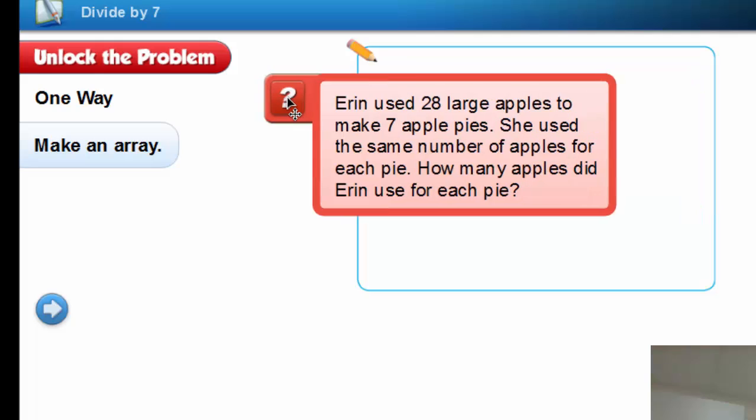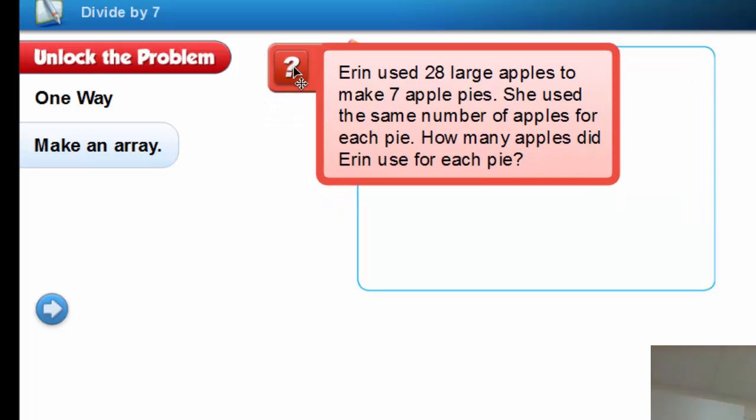Let's look at our problem. Erin used 28 large apples to make 7 apple pies. She used the same number of apples for each pie. How many apples did Erin use for each pie? So the question is asking us how many apples she used for each pie. The important information is that she used 28 large apples and she made 7 pies.